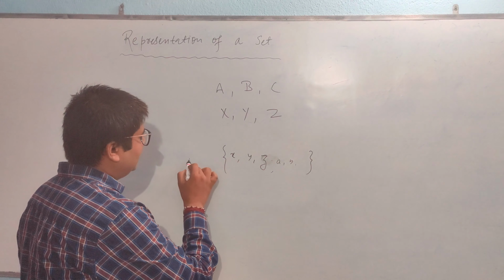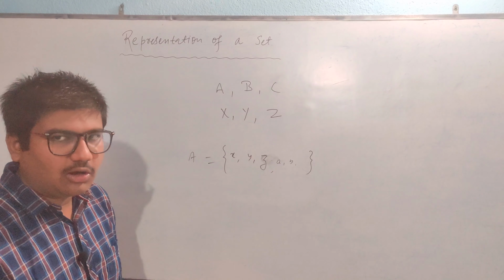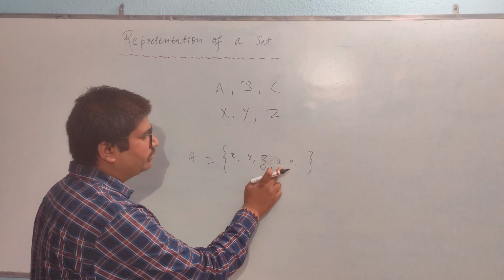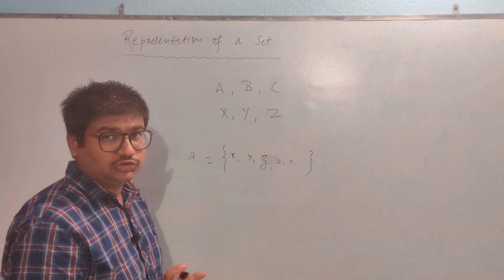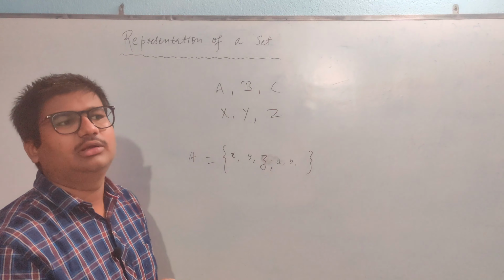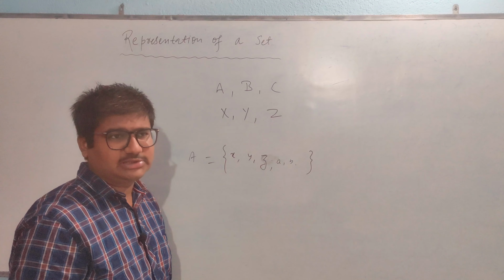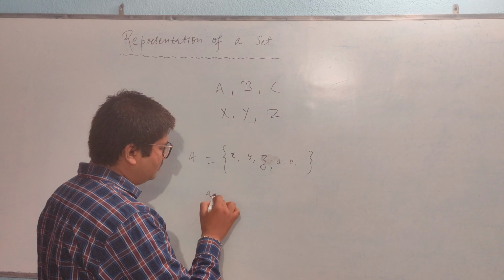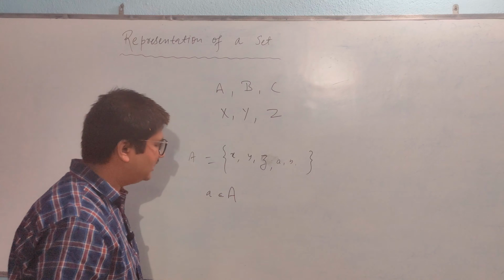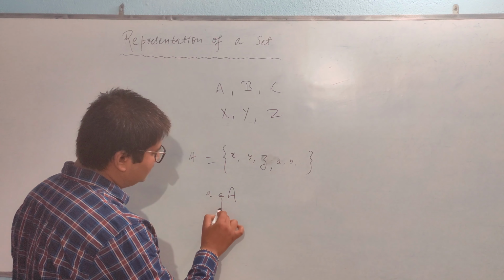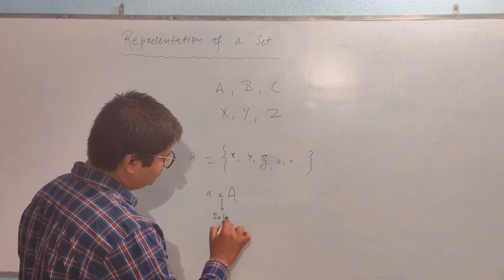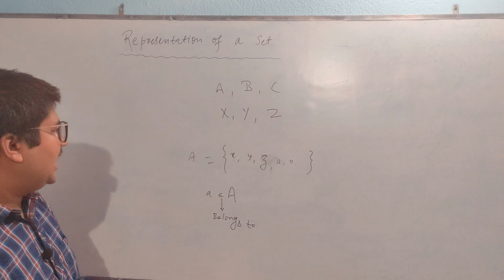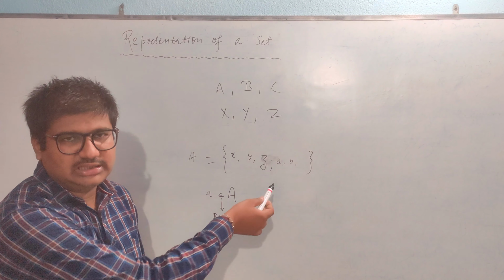Suppose a set A is like this. Now what we say, a is an element of set A. Small a is an element of set A. For this we have a special symbol, epsilon. In set theory, epsilon is understood as belongs to, and we write a belongs to set A like this. This is epsilon, and this means belongs to.